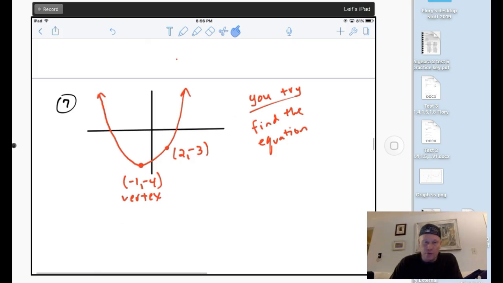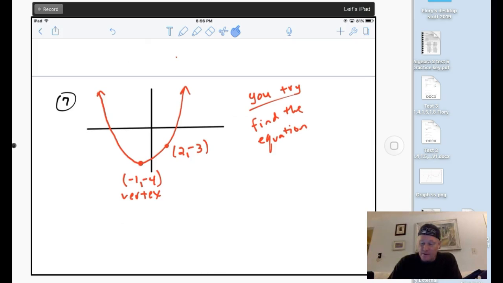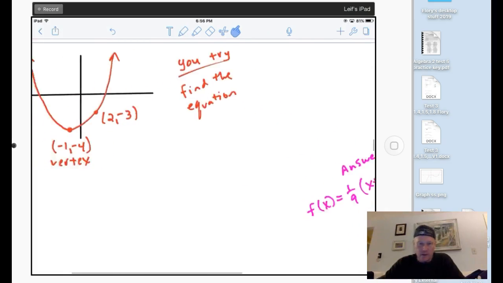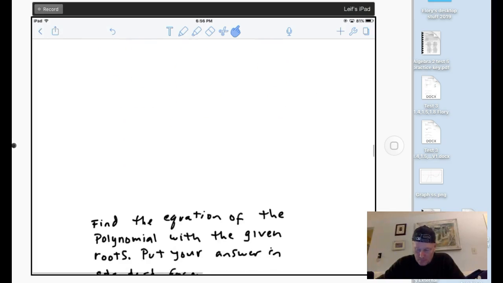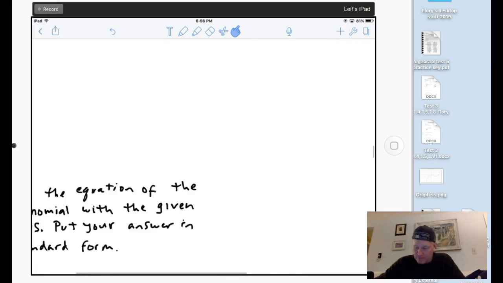Number 7, I'd like you to try this one. It's the same thing, it's just I put it on a graph, okay? But it's the exact same thing as the last problem with different numbers, okay? So I'd like you to find the equation. I was kind and I gave you the answer over there, so you can go check it out if you want.